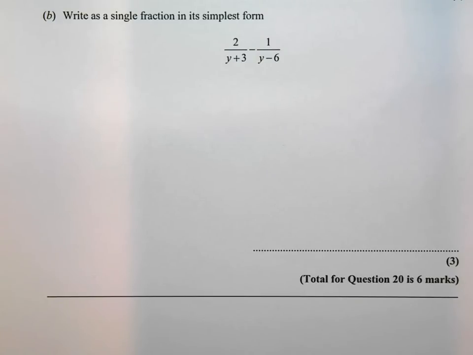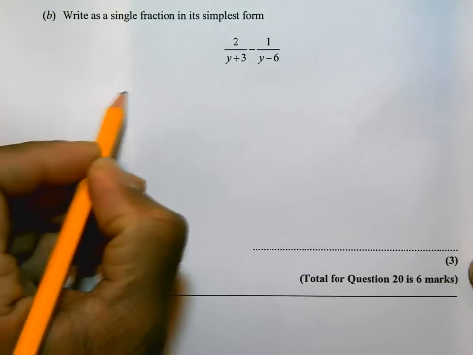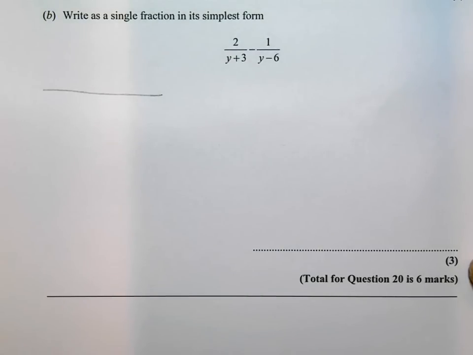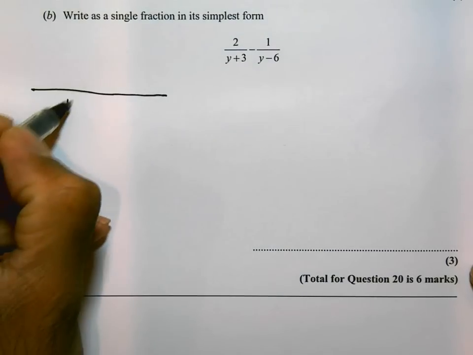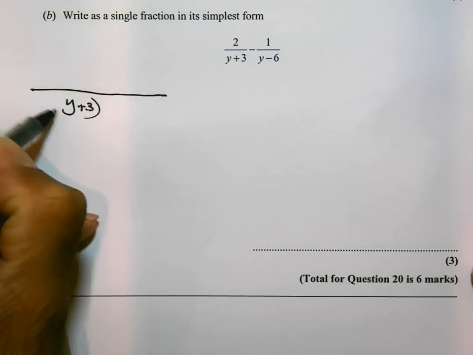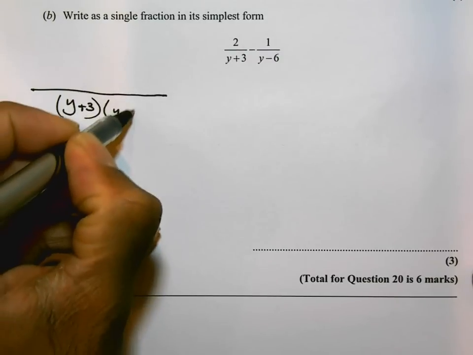Part B simply says write as a single fraction in its simplest form, and there you've got an expression. You've got 2 over y plus 3 minus 1 over y minus 6. So I need to sort that out. The way I'm going to do that is I'm going to bring them all under one denominator, and that denominator is going to be y plus 3 and y minus 6.